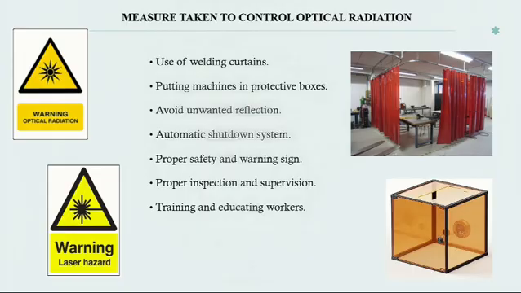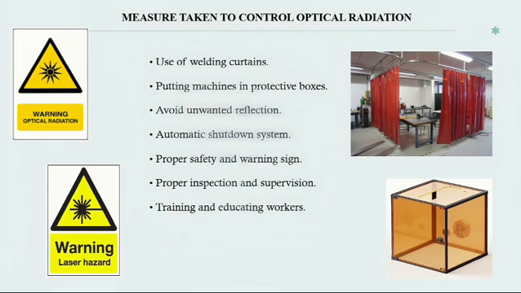Now, let's see what kinds of measures can be taken to control optical radiation. Measures taken to control optical radiation include the use of welding curtains. This keeps workers nearby protected from the bright lights and harmful rays from welding. Put machines like lasers or UV lamps inside a protective box. This keeps the dangerous light within the box and prevents any kind of exposure. Avoid unwanted reflection by removing any reflecting tools from the area. Install systems that automatically shut down when not needed or when something goes wrong.